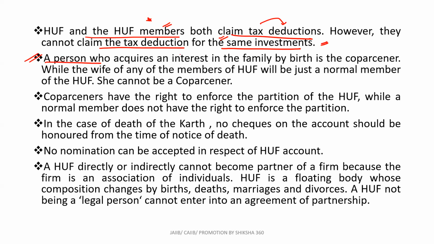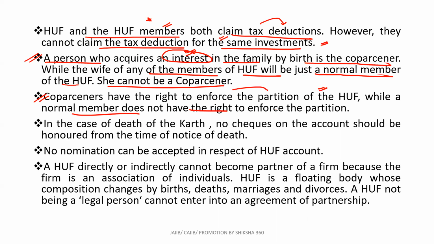A person who acquires an interest in the family by birth is the co-parcener, while the wife of the members of the HUF can just be a normal member of the HUF. She cannot be a co-parcener. Co-parceners basically have the right to enforce the partition of the HUF, while a normal member does not have the right to enforce the partition.